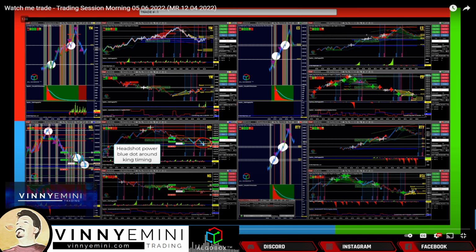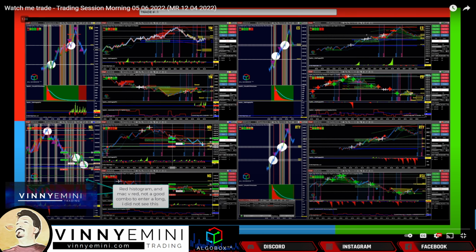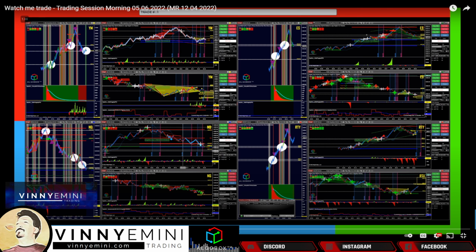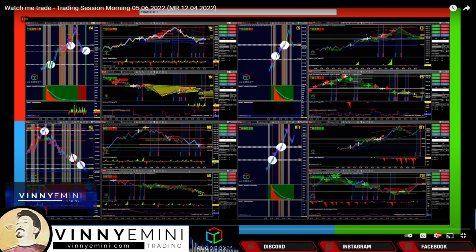Going long here on the blue power dot. Harmonic pattern. Fib dot. Fib dot. NASDAQ on the fib dot. Russell on the 2s. Very close to stopping out, and it stops out. Okay, so first trade is a loser. No worries. Trade number 1, small loss, and it turns into a red dot.